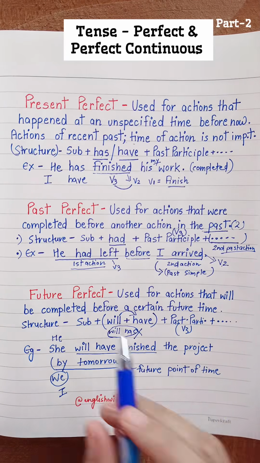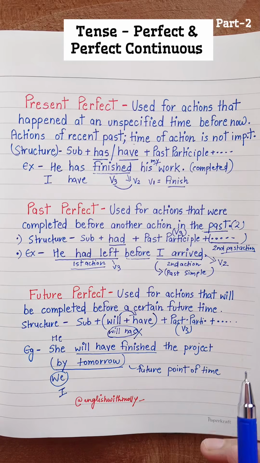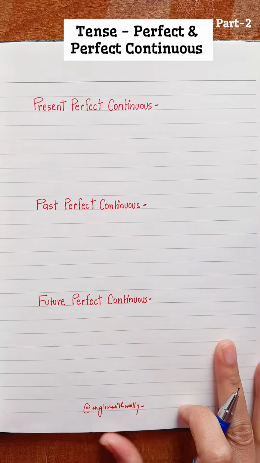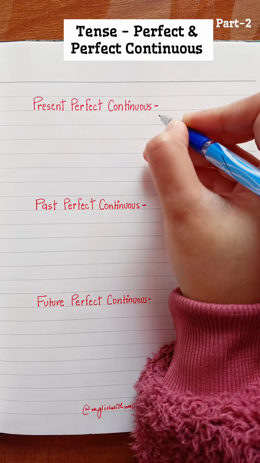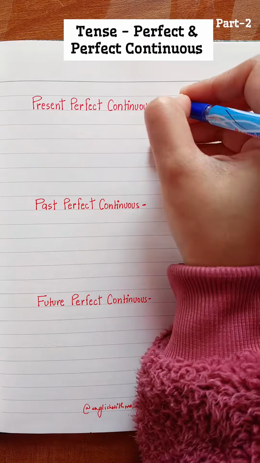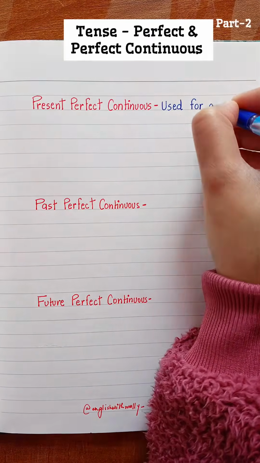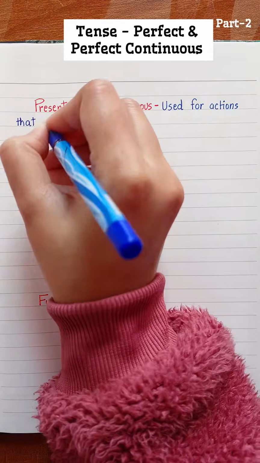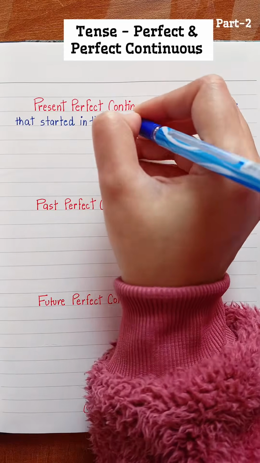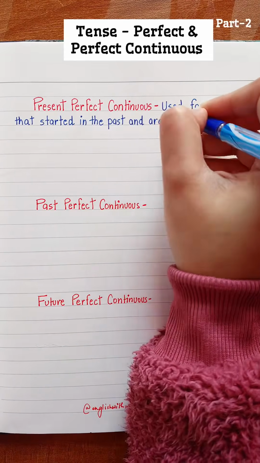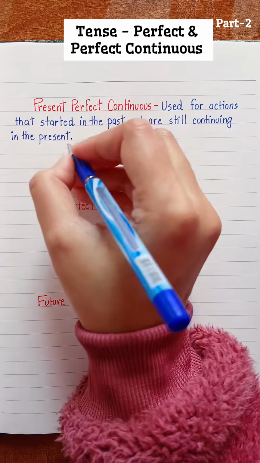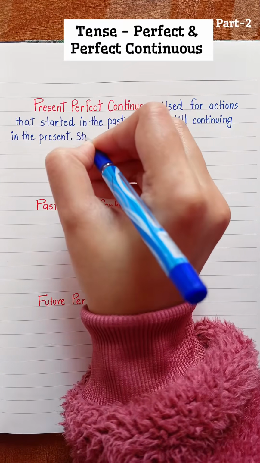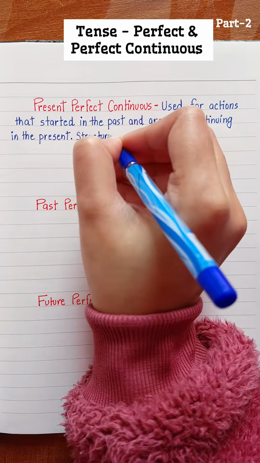Keep in mind the structures and the rules. I've given you the examples. Now let's move to perfect continuous tenses. There are three types of perfect continuous tenses. The first one is present perfect continuous tense. We use present perfect continuous tense for actions that started in the past and are still going on in the present, still continuing. Now let's see the structure.